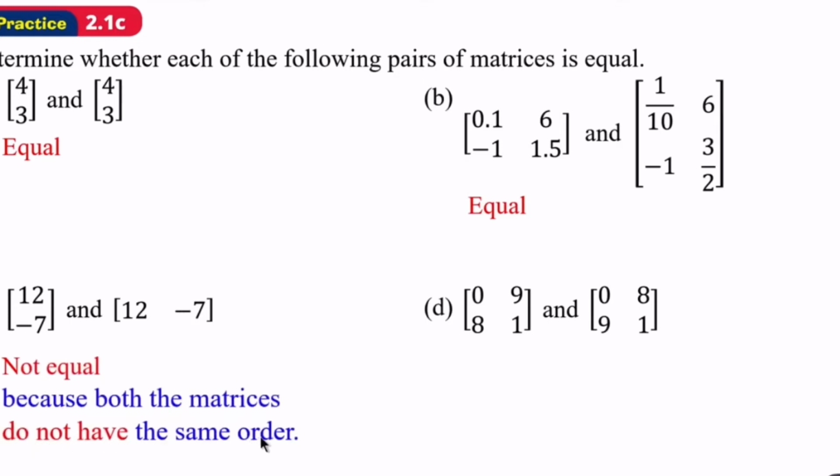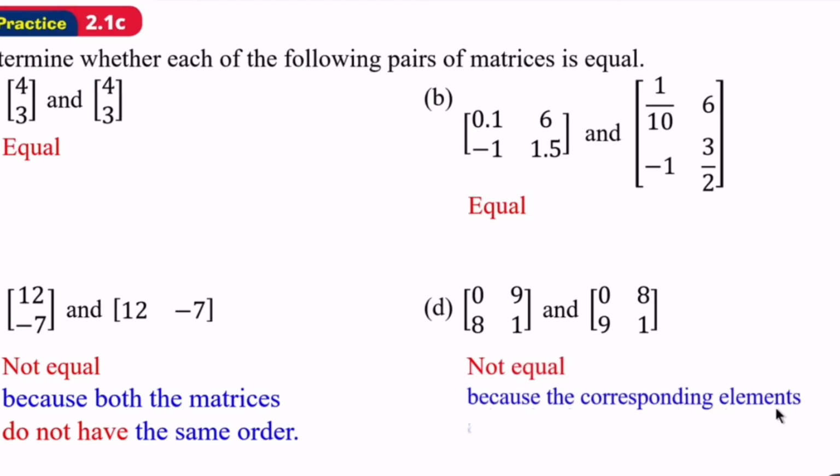And then for D, they have the same order, but they are not equal matrices because their corresponding elements are not equal. Right, so for D we say that they are not equal matrices.